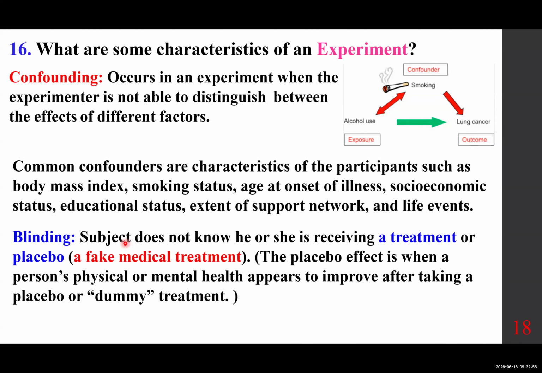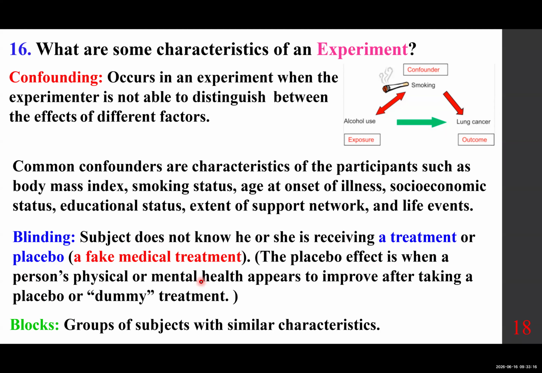Blinding. The subject does not know whether he or she is receiving a treatment or a placebo. What's a placebo? A fake medical treatment. The placebo effect is when a person's physical or mental health appears to improve after taking a placebo or dummy treatment. Blocks: groups of subjects with similar characteristics are called blocks when it comes to an experiment.